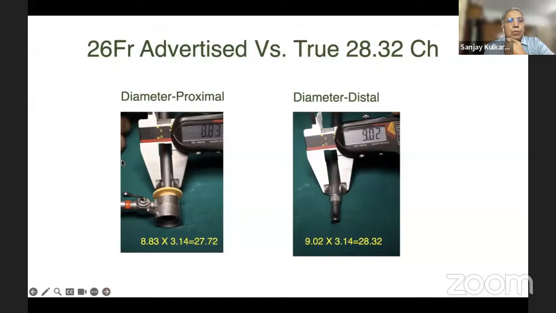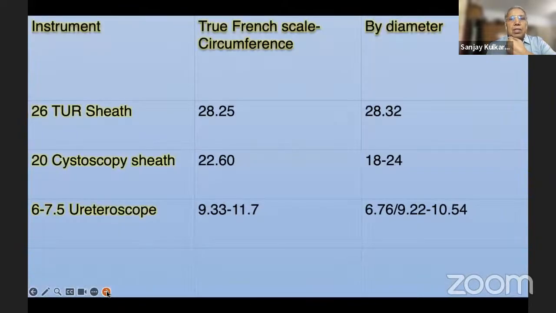What we did, this is a 26 French resectoscope, and we took about 50 different readings by the same person. You can see the 26 French resectoscope is actually 27 French towards the surgeon, and towards the distal end inside the bladder it is about 28 French. We wrote an article, "Are Urologists Getting French Fried?" This was not easy to publish. So a 26 French TURP sheath, the true French scale circumference is about 28.25 and by diameter is 28.32.